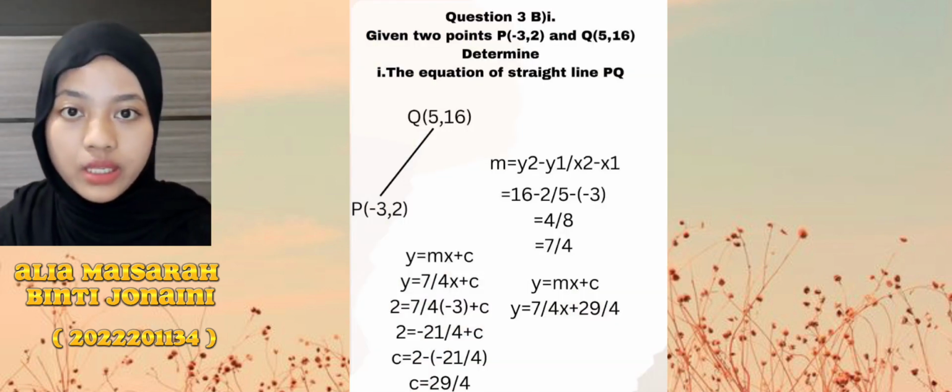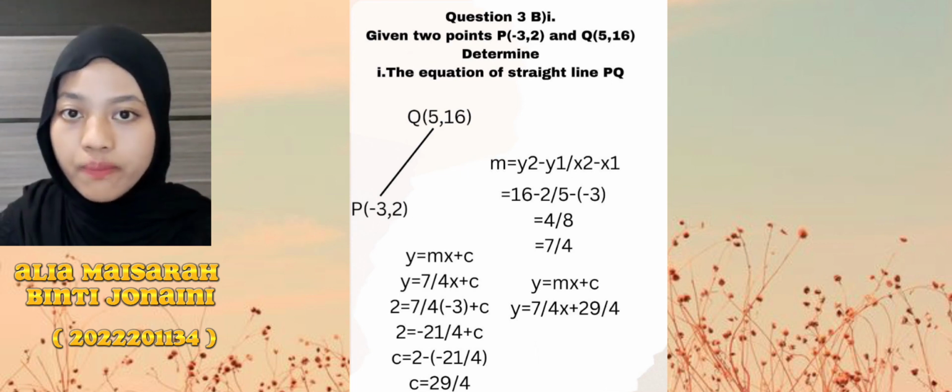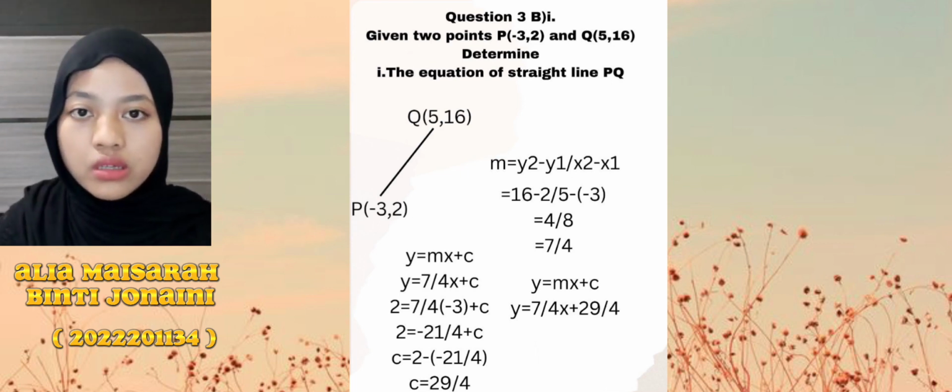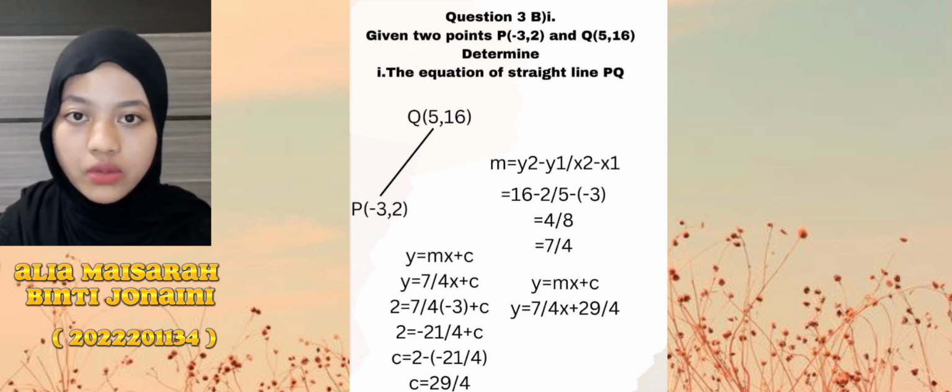Next, question 3b, given 2 points P and Q, determine the equation of the straight line PQ. First, you need to know the formula of gradient, which is m equal to y2 minus y1 divided by x2 minus x1. So I need to substitute the values into the formula. So I got (16 minus 2) over (5 minus negative 3), and I got the final answer 7 over 4.